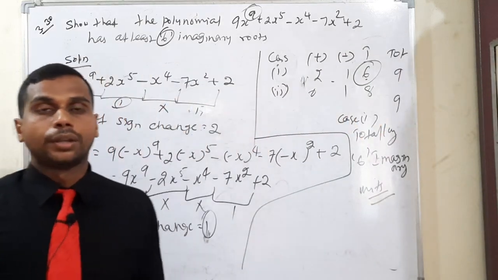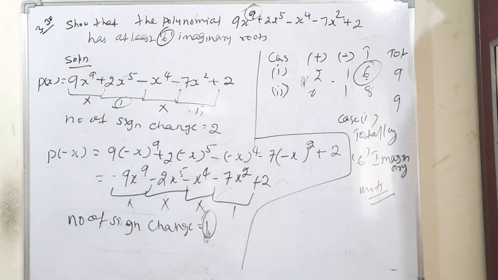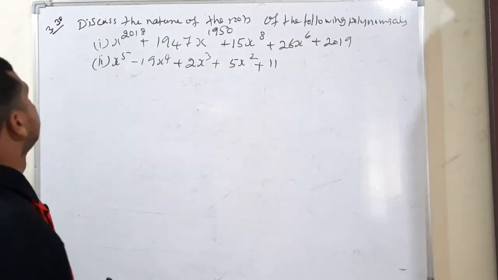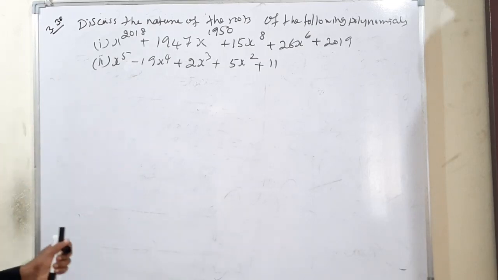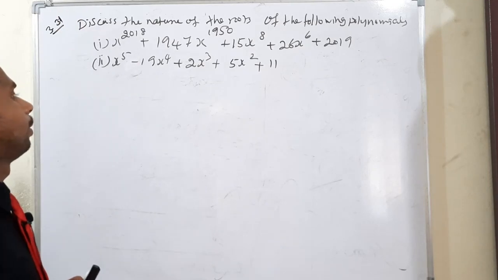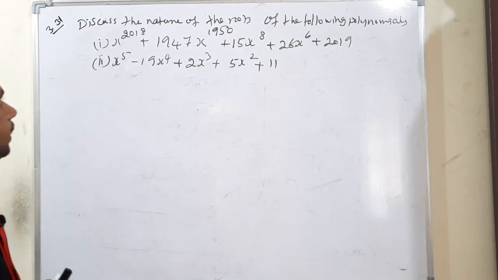Okay, I will continue with the next example. So, 3.31, isn't it? The last example. This is actually 3.31. The question is given in 2 subdivisions. Okay, one by one we can discuss. Discuss the nature of the roots of the following polynomials.